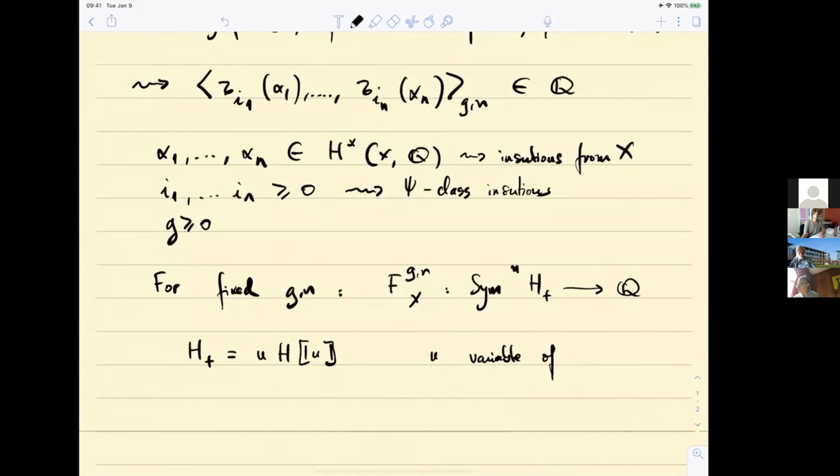of homological degree -2. I will use more of a topologist notation and use homology instead of cohomology everywhere. So my degrees will be homological, and so u has homological degree -2.